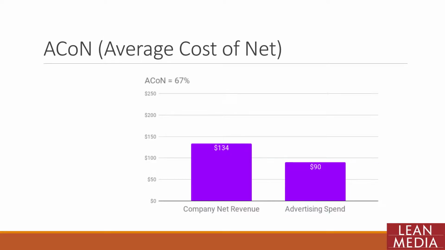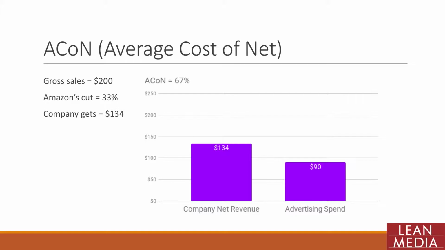So ACoN is a metric that I've created. It means average cost of net. And basically, let's say you have the gross sales of $200, but then you subtract Amazon's cut. So Amazon, let's assume that they're taking 33% of those gross sales to cover their own costs and profit.